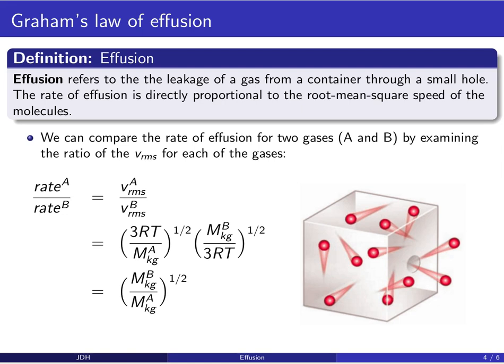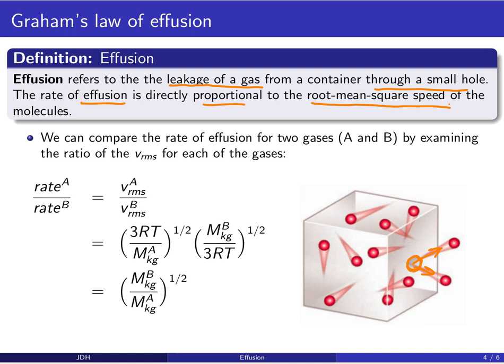Okay, so with that in mind, we're now ready to introduce this related concept called effusion. Effusion refers to the leakage of a gas through a small hole. Here we've got it illustrated. There's a small hole in the side of this container, and gas molecules are escaping, flying out of that hole. And just as we saw with diffusion, the rate of effusion is again going to be directly proportional to the root mean squared speed of those molecules.